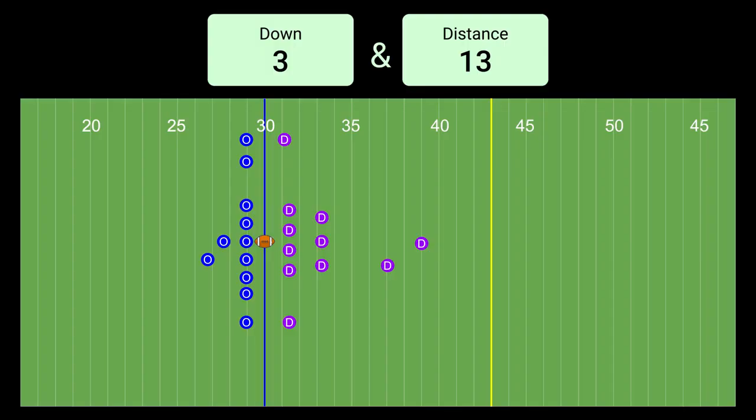If the pass is incomplete, we don't gain or lose any yards, but we do use up one of our downs. So the down and distance is now 4th and 13. The players line up again, but because it's our 4th down, that yellow line becomes a red line.